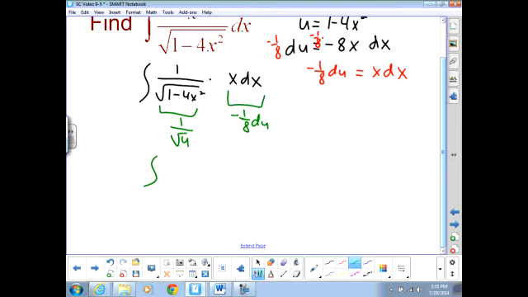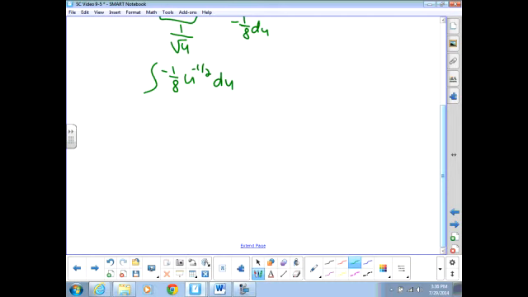So I'll put my negative 1/8 in the front. 1 over square root of u can be written as u to the negative 1/2, and then we'll have our du. U to the negative 1/2 will become u to the positive 1/2. The reciprocal of that is 2. 2 times negative 1/8 is negative 2/8, which is negative 1/4. And we need to make sure we have our plus c on the end. And we'll just replace our u with what it was originally, which was 1 minus 4x squared, to the 1/2 plus c.